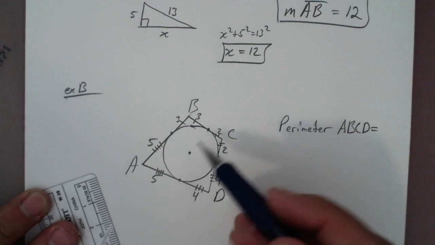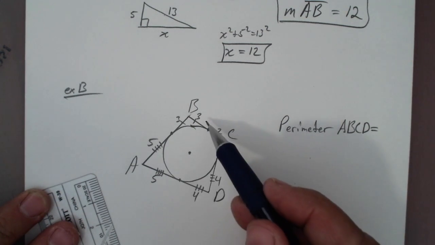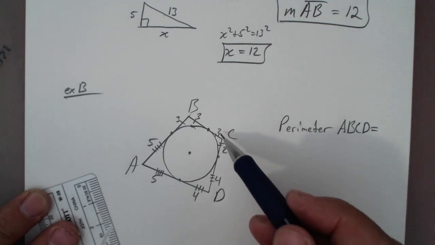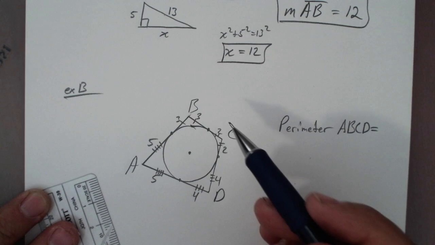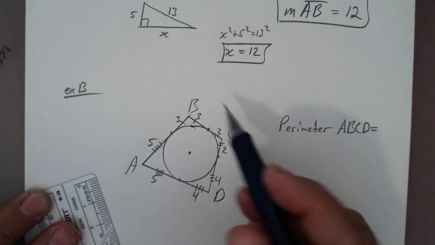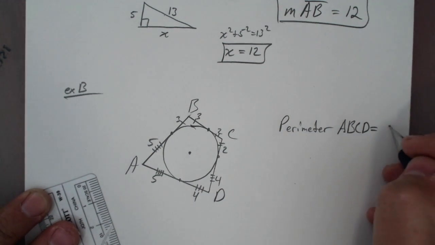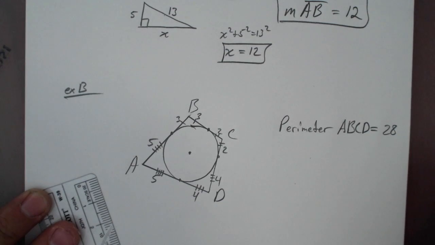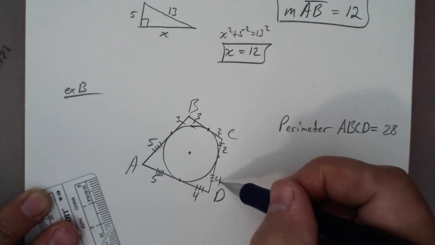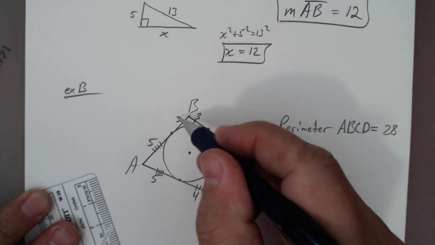So in this case, what is that? 3 plus 3 is 6, plus 4 is 10, plus 10 is 20, plus 8 is 28. So our perimeter is 28. All right? 5, 9, 13, 15, 20, 28.